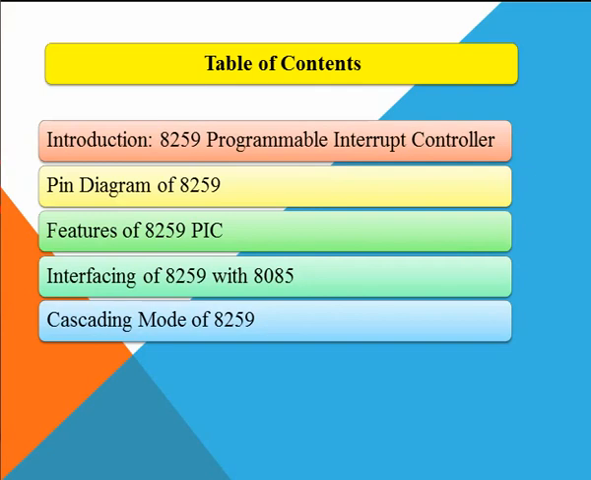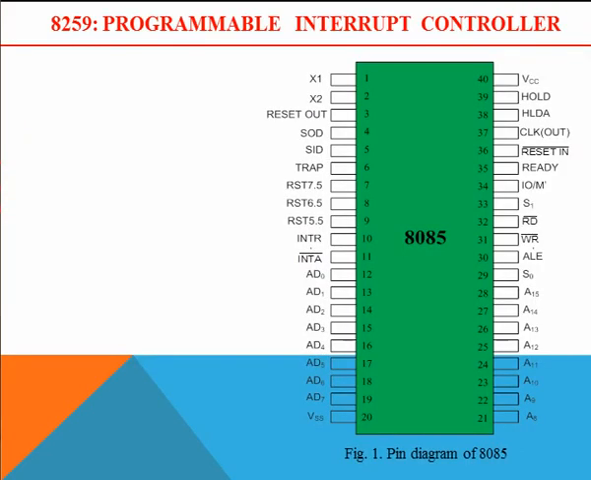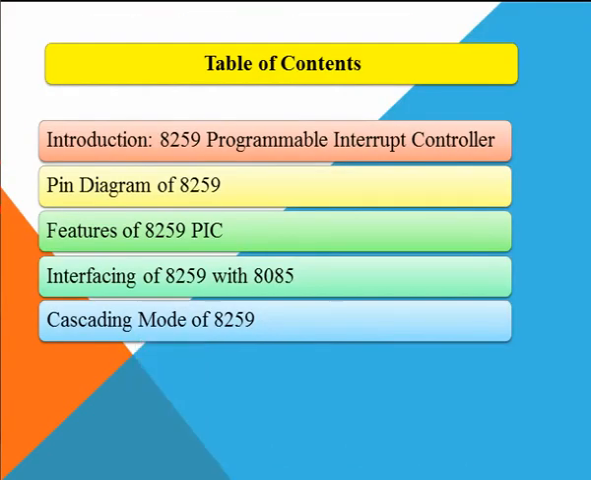Thereafter, the features of 8259 are presented, and after that single 8259 interfacing with 8085 is explained, and finally the cascading mode of 8259 is explained, and we will see how to increase the interrupt handling capability of 8085 with the interfacing of multiple 8259 with 8085.